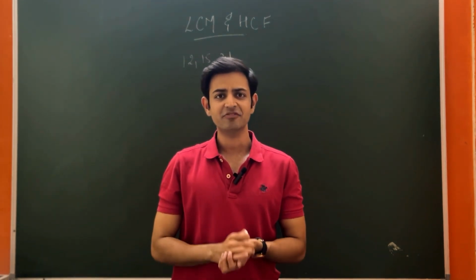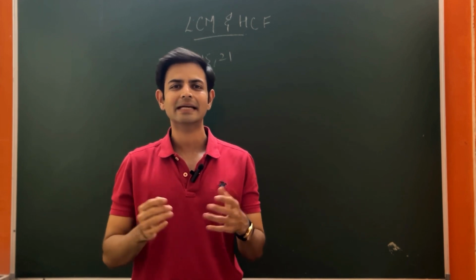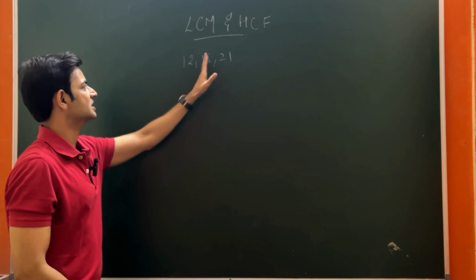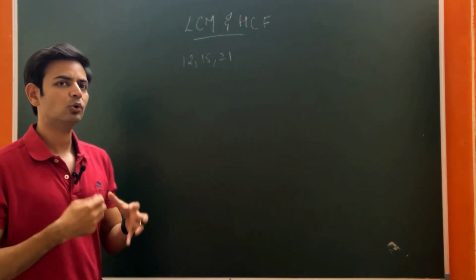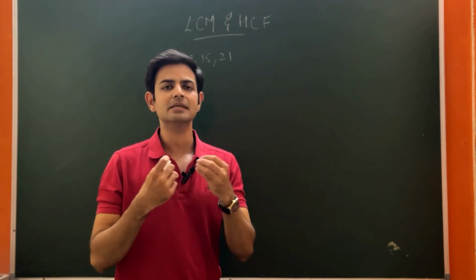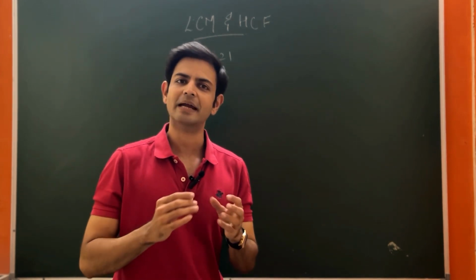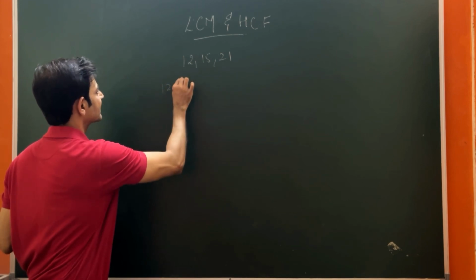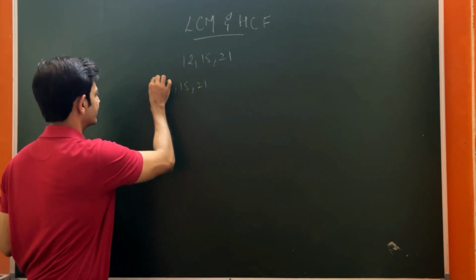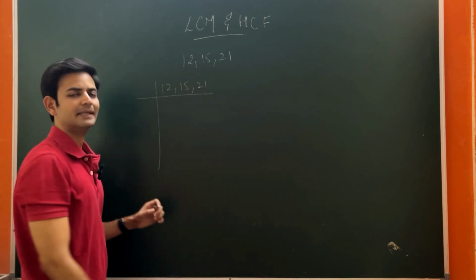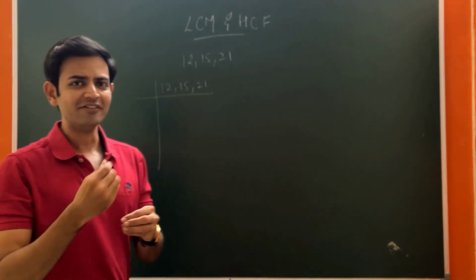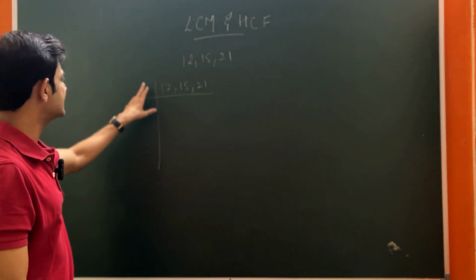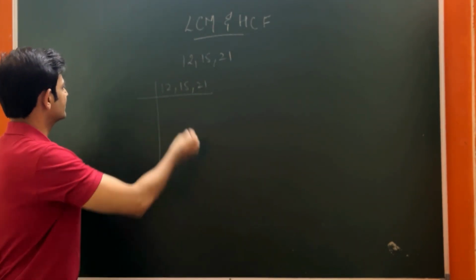Now, let us see if the numbers are big, how do we calculate LCM? If the numbers are big like 12, 15, 21, how do we calculate the LCM? The simple way is to go by the method of prime factorization. So, we write all of them, 12, 15 and 21, together and we start doing the prime factorization. For prime factorization, we should start with the smallest prime number possible. In this case, 2 is very much possible.